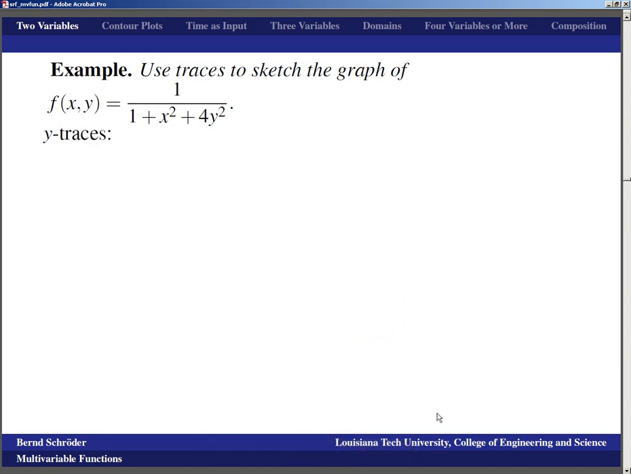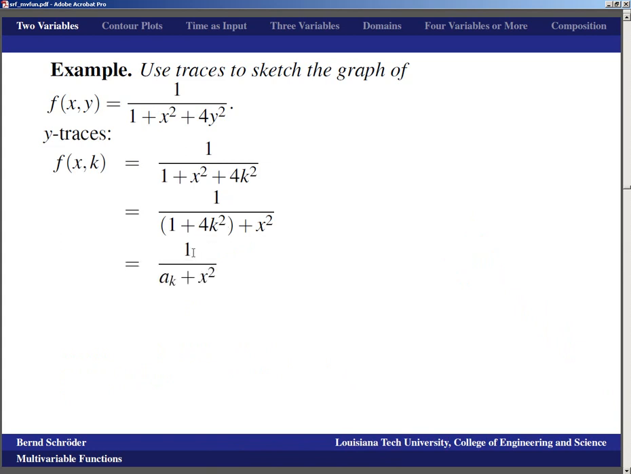And of course we can also do this with the y traces. And f of x,k, well, that's 1 over 1 plus x squared plus 4k squared, so that's 1 over 1 plus 4k squared bracketed plus x squared, which is 1 over a(k) plus x squared, so that's exactly the function 1 over 1 plus x squared, only that a(k) can get larger as k squared gets larger, so as k gets away from 0.